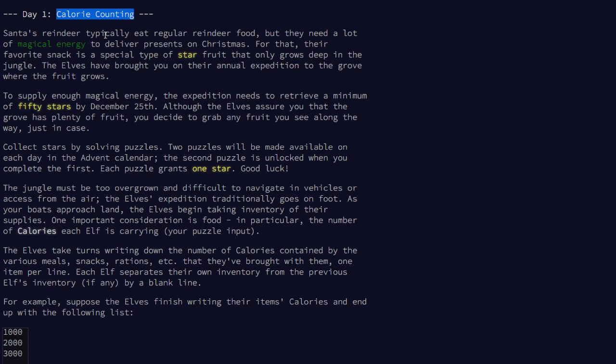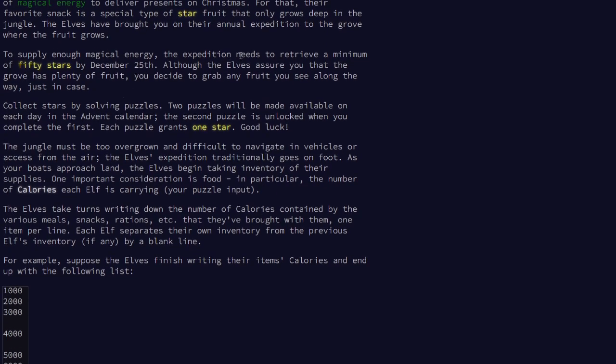Santa's reindeer typically eat regular reindeer food, but they need a lot of magical energy to deliver presents on Christmas. For that, their favorite snack is a special type of star fruit that only grows deep in the jungle. The elves have brought you on their annual expedition to the grove where the fruit grows. To supply enough magical energy, the expedition needs to retrieve a minimum of 50 stars by December 25th. Although the elves assure you that the grove has plenty of fruit, you decide to grab any fruit you see along the way, just in case.